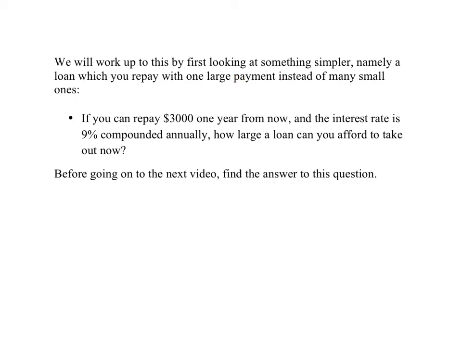If you can repay $3,000 1 year from now, and the interest rate is 9% compounded annually, how large a loan can you afford to take out now? So you borrow an unknown amount that you're trying to figure out now, and a year from now, that debt will have grown into $3,000 based on 9% annual interest. Okay. You've already done problems like this. So before going on to the next video, find the answer to this question.